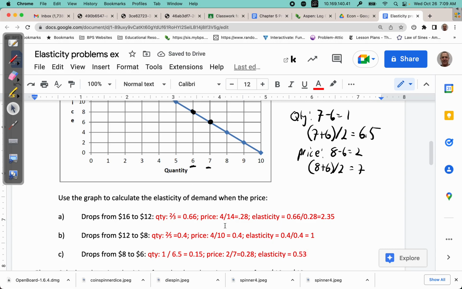Why don't you pause the video, try number 2, A, B, and C, and expect to get some similar results. First something that's bigger than 1, then something that equals 1, then something that's less than 1. Show your work similar to what I showed, please.